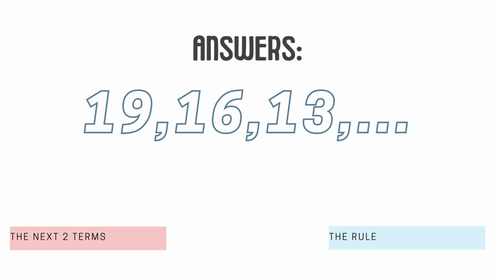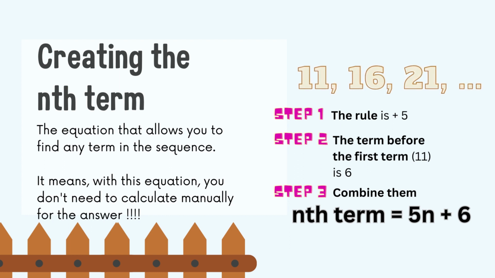Now we will go to the next objective, creating the n term. The n term is the equation that allows you to find any term in the sequence. For example, I ask you to find term 100, or I ask you to find term 1001. Well, you can calculate the answer manually, but you will waste your time. Better for you to create the equation in order to answer those questions.